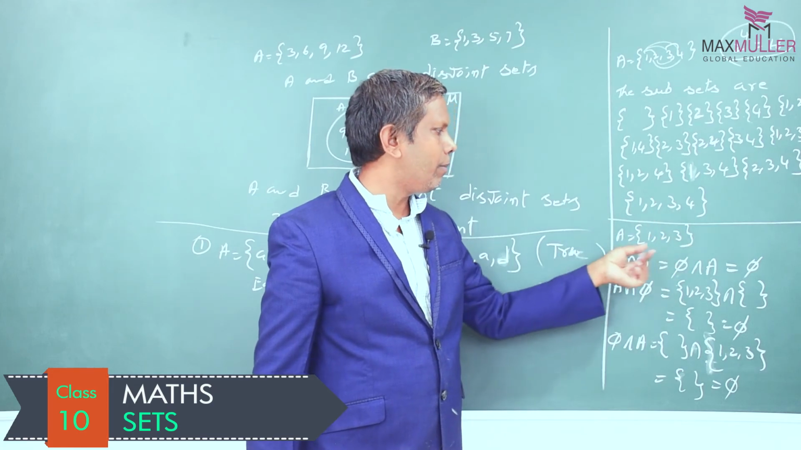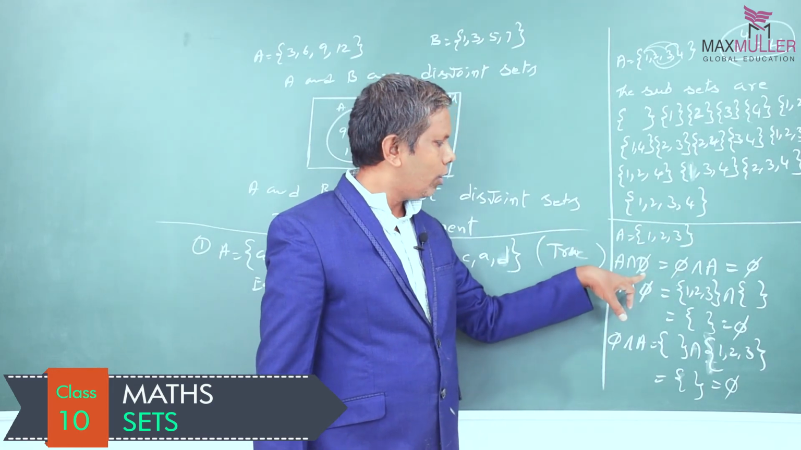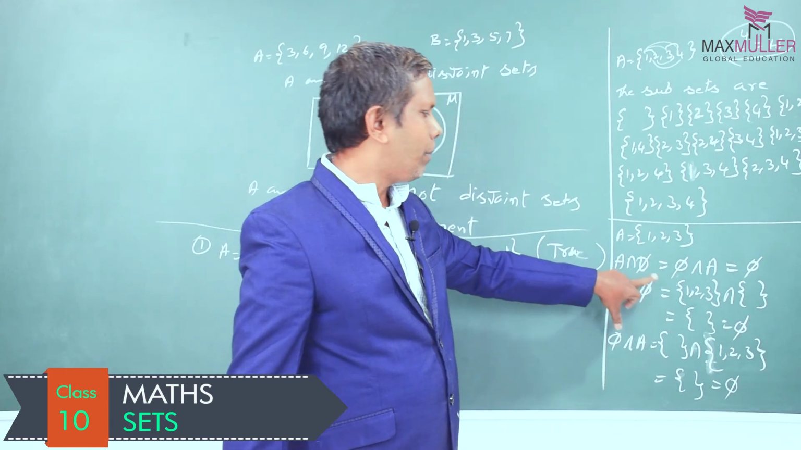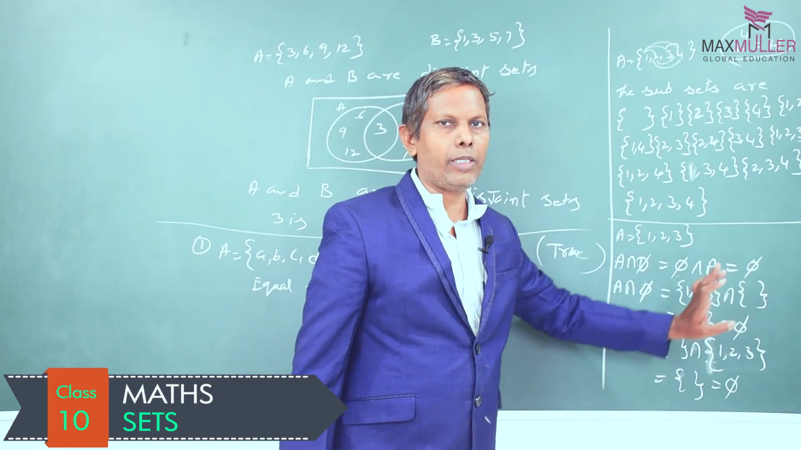Phi is nothing but the empty set. In that question, they can't give the phi value, so you know that phi is the empty set. In place of phi, you can write the empty set.